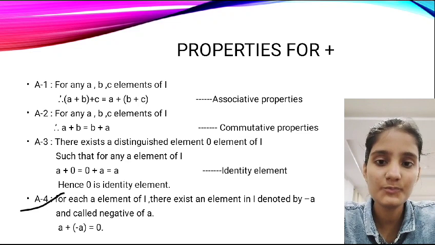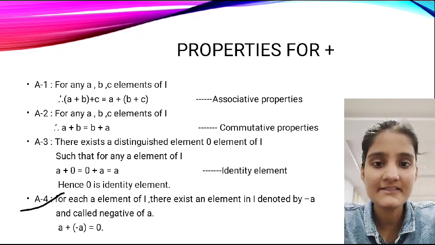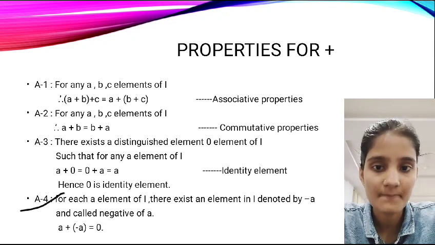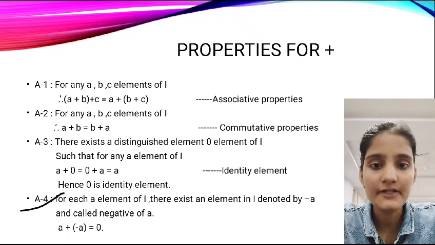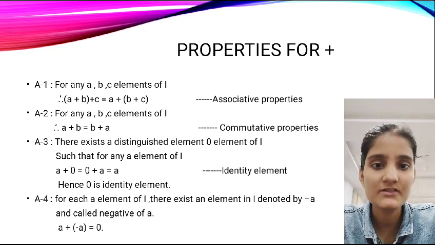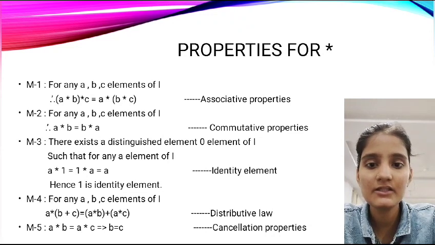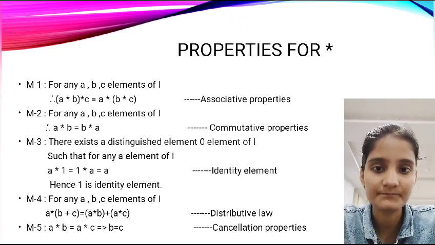Now the fourth property is, for each element A of I there exists an element in I denoted by minus A and called the negative of A. So A plus negative A is equal to 0. These are all the properties of plus. Now we see the properties of multiplication.